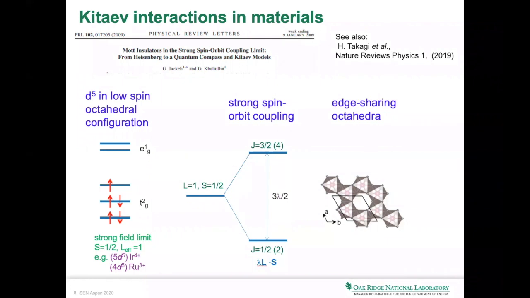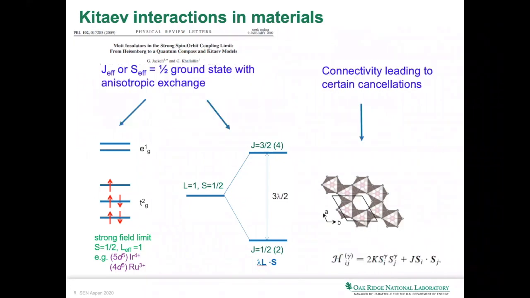And then the third thing that I need is to have this kind of coordination with edge sharing octahedra. If I do that, I get certain cancellations, and we can show that the effective Hamiltonian between the spins will have a Kitaev term and also a Heisenberg term. Okay? So you now have the Heisenberg-Kitaev model, and depending on details, this Kitaev term could dominate.